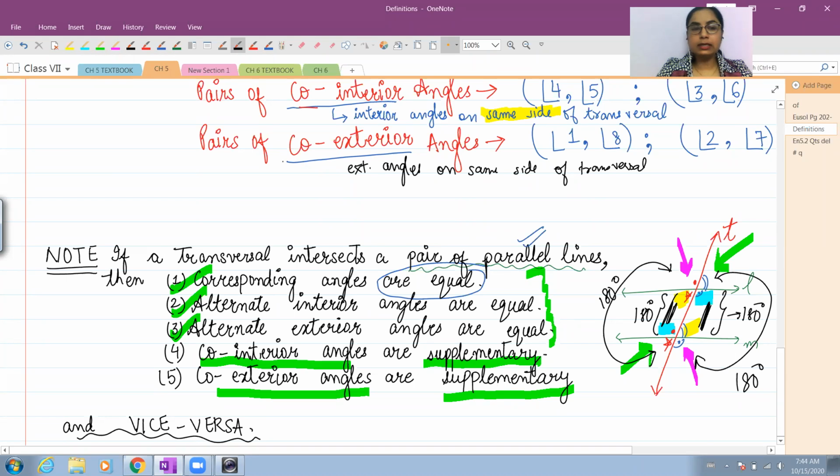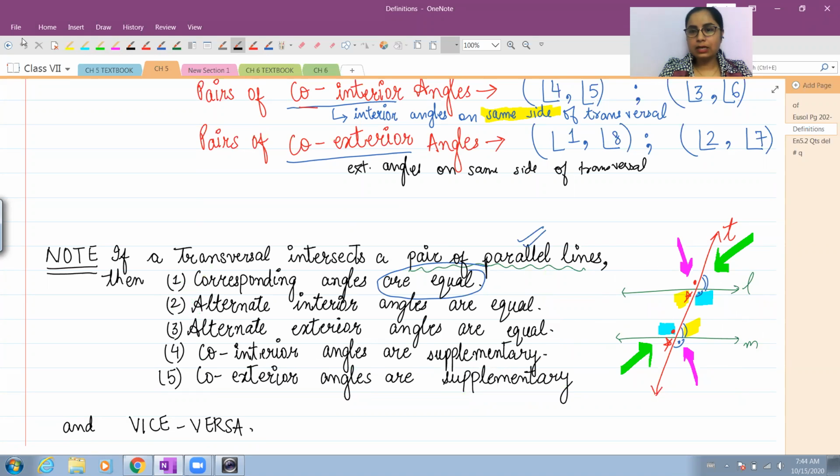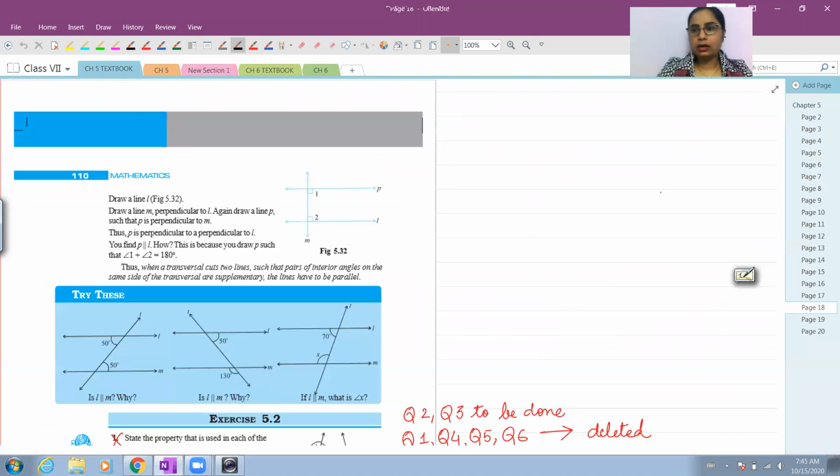If alternate interior angles are equal, lines will be parallel. And if co-interior angles, co-exterior angles are supplementary, even then the lines will be parallel. If any one of these results is true, 1, 2, 3, 4, 5, if any one out of these 5 results is true, then the lines will be parallel. Let's do a few questions and I will help you identify and we will work out the questions.